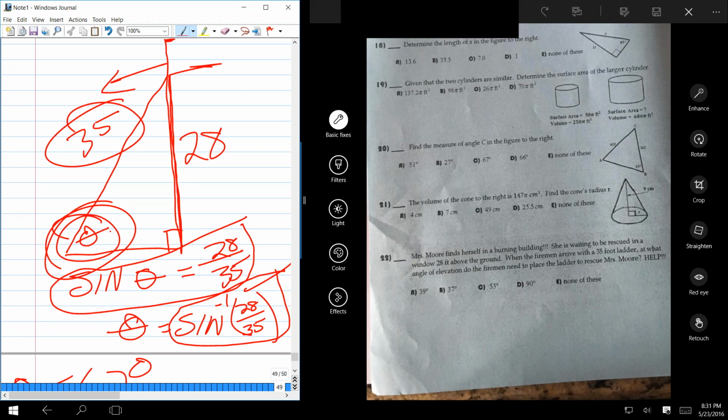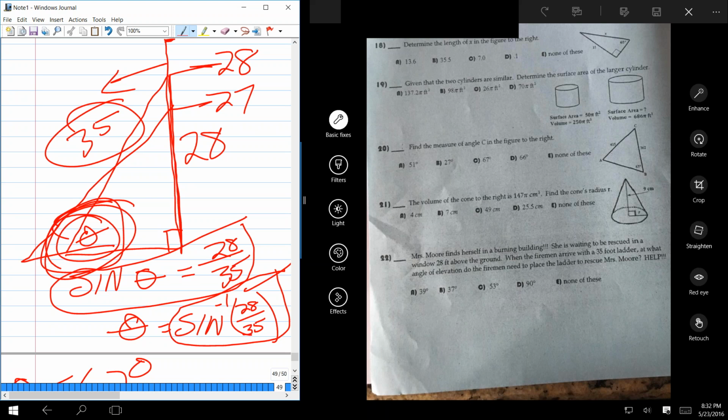If they use too small of an angle, the ladder's going to not reach the 28th floor. It's going to reach floor 27. This is the 28th floor right there. So it's not an inconsequential question. If they know they have a 35-foot ladder and she's on the 28th floor, they better get this angle right. If they don't get it right, they may not save her life. She'll die. Miss Moore would not be happy.